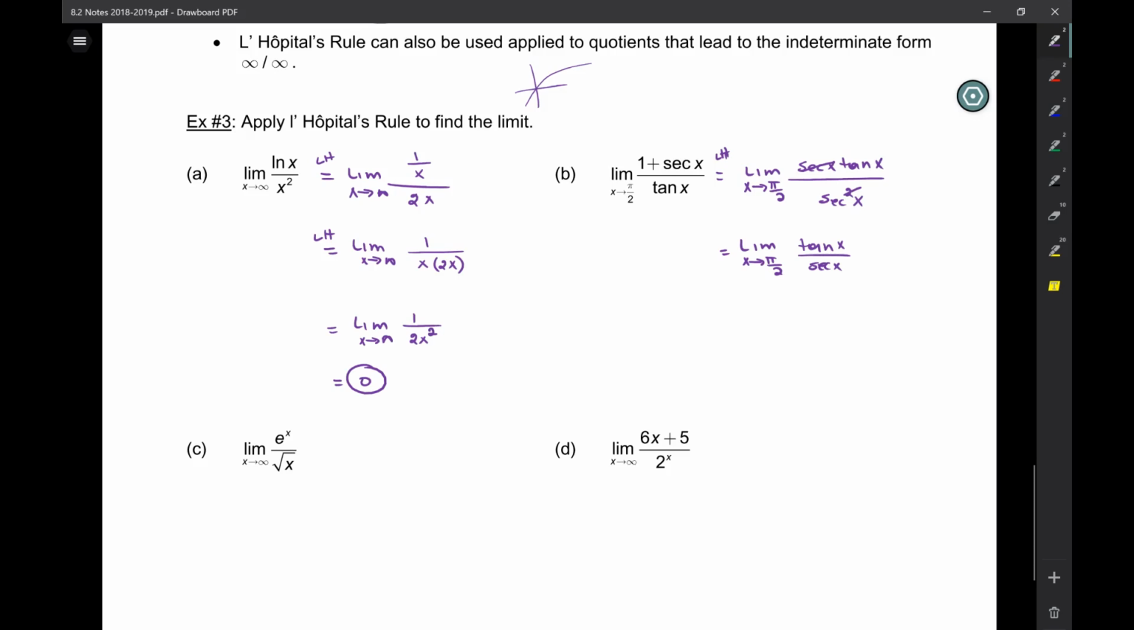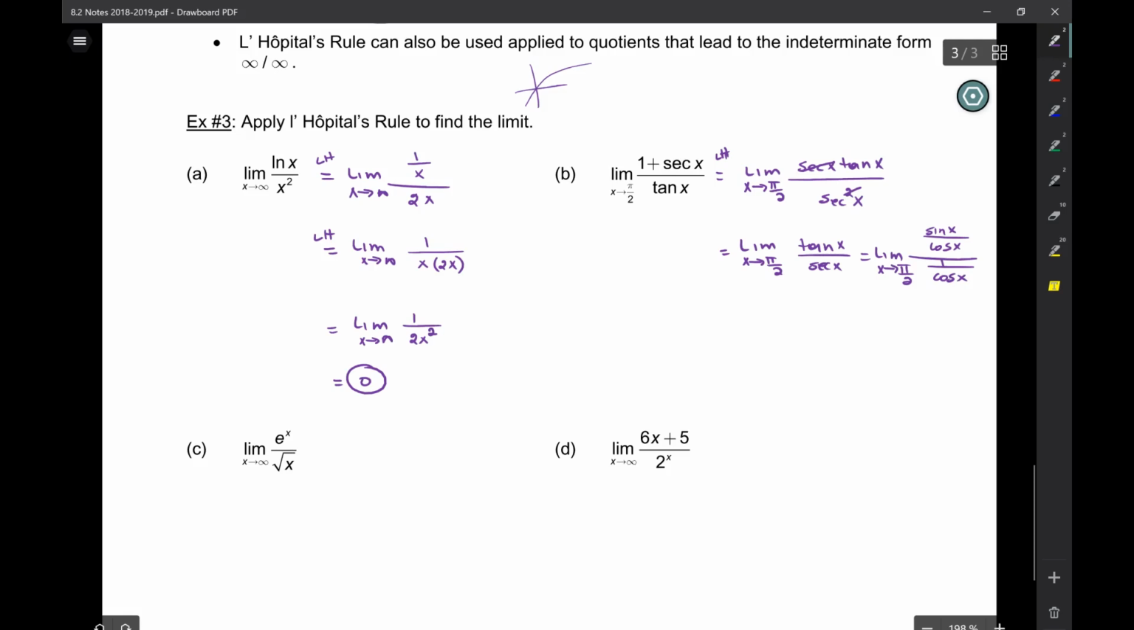What's tangent of pi over 2? It's still infinity. Secant is still infinity. But tangent and secant are made of other functions, aren't they? What are tangent and secant made of? Sine over cosine, and 1 over cosine x.